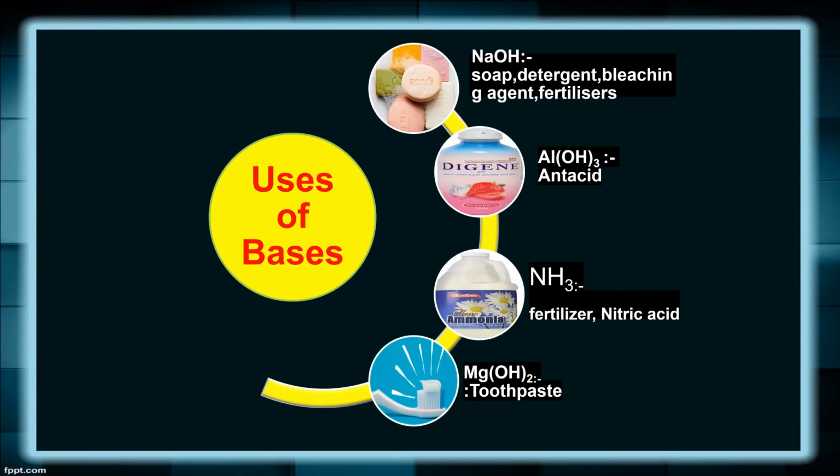Now, uses of bases. For example, sodium hydroxide. Sodium hydroxide is widely used in the making of soap, detergent, bleaching agent, and fertilizers. Secondly, aluminium hydroxide. Aluminium hydroxide is an antacid, used to treat gastric pain. Third, ammonia. Ammonia is used to make fertilizers and nitric acid.